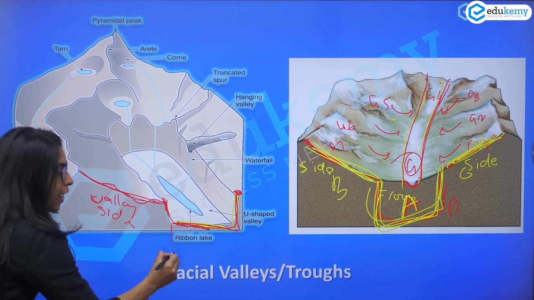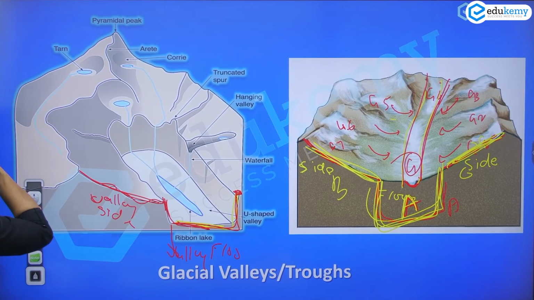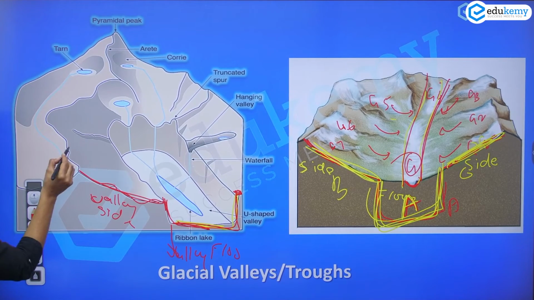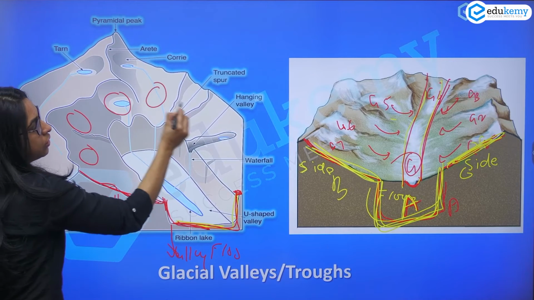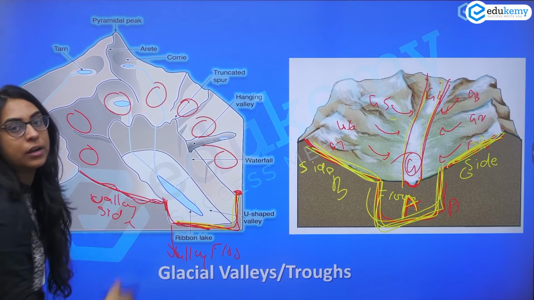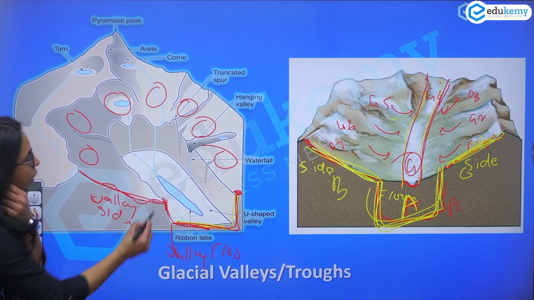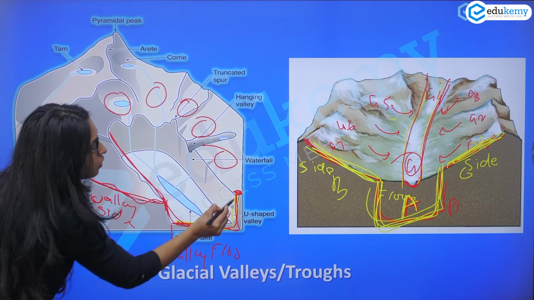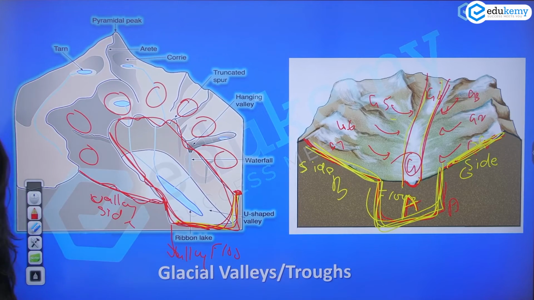Okay, this is the valley floor. And these were the glaciers. There was a glacier here, here, here, here and here. But now the glaciers have melted, and you can see a U-shaped depression that has been created.